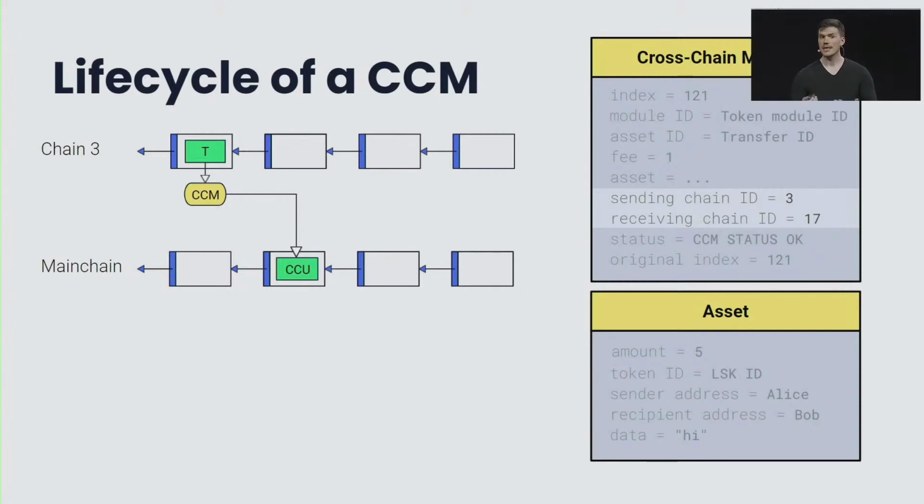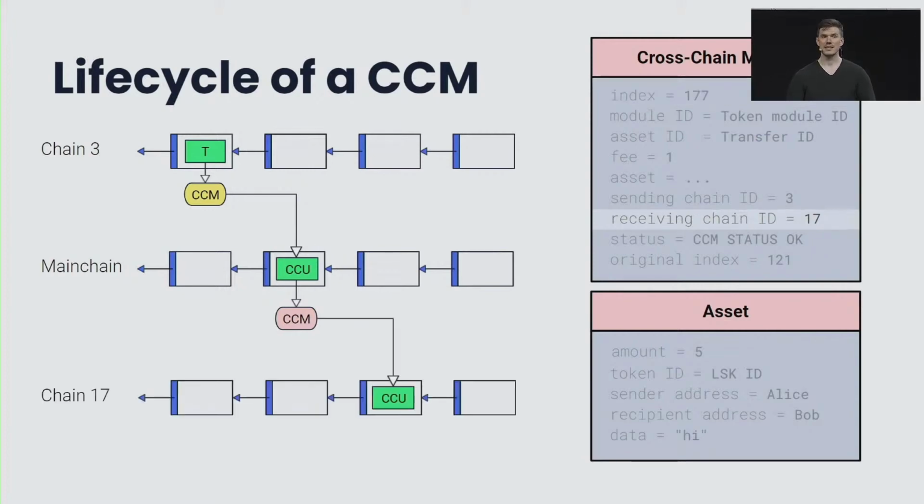There, the main chain only checks 2 things. It checks, was the sending chain actually the one that is written in the sending chain property? So here, sending chain 3. And is the message targeting the main chain? And here, that's not the case. So the main chain does not apply the message, but will forward it to chain 17 by creating a new message, which still has chain 17 as the receiving chain, but has a new index, but of course kept the original index. And in this regard, you can still find your message.